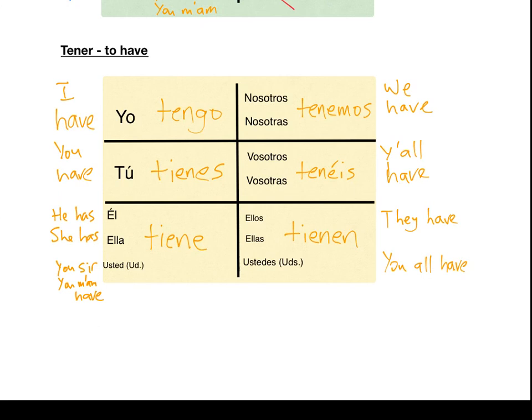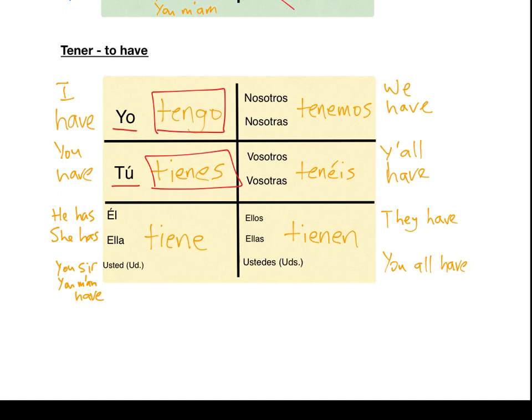Okay, write these down exactly as you see them, and don't forget the translation so you can look back and know quickly what these conjugations actually mean. And again, you want to always make sure that yo goes with tengo and tú goes with tienes. There's no jumping around, going to different boxes. Okay, that's why I give you the chart.